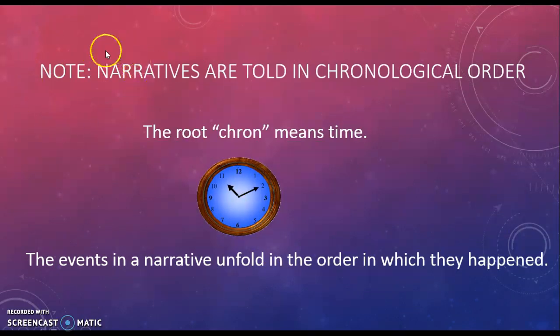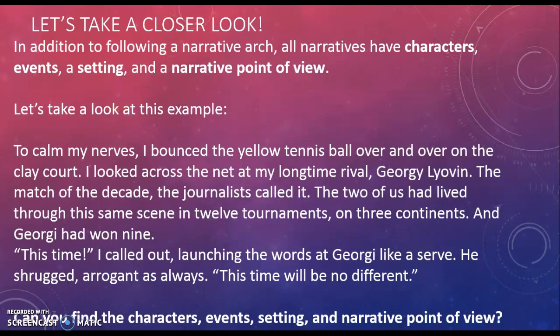This note is very important. Narratives are told in chronological order. So the narrative is going to unfold all of its events in the order in which they happened. You need to make sure your story goes in order of what happened. Otherwise, the reader is going to be confused. So we're going to take a closer look. In addition to following the narrative arc, all narratives have characters, events, setting, and a narrative viewpoint.